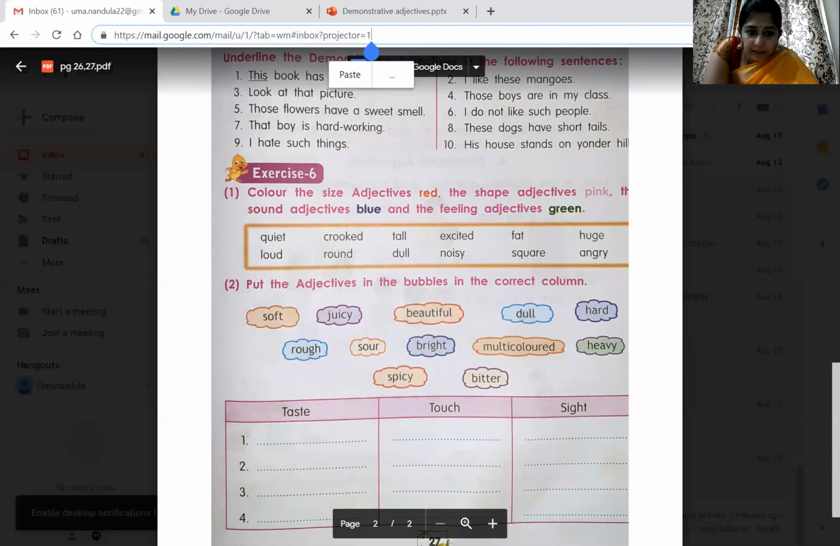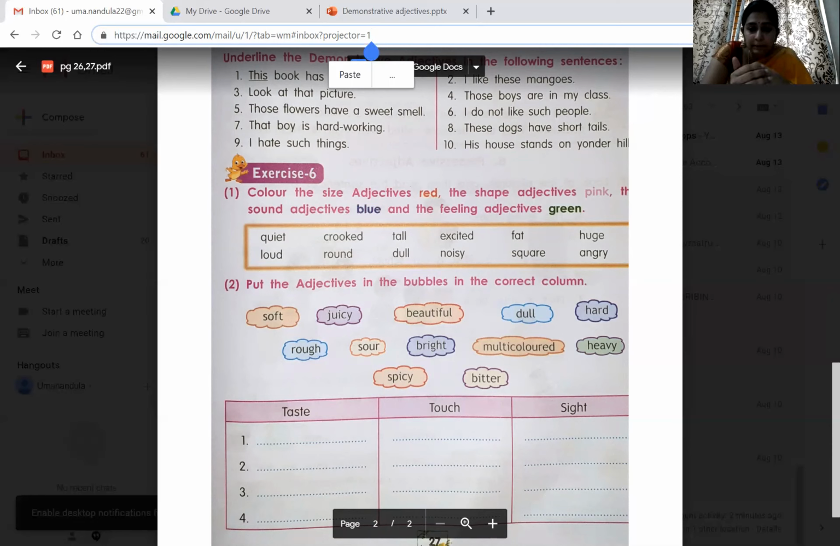Anyway, now the second one is crooked. Crooked is related to shape. Crooked means it is not in a proper shape. A crooked wire means it is bent. It is a bent wire. Bent can also carry the meaning crooked. So it comes under shape adjective, and you have to color it with pink, right?